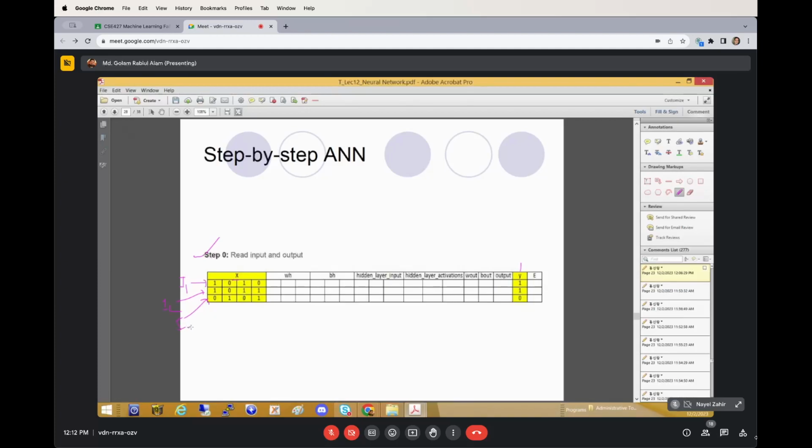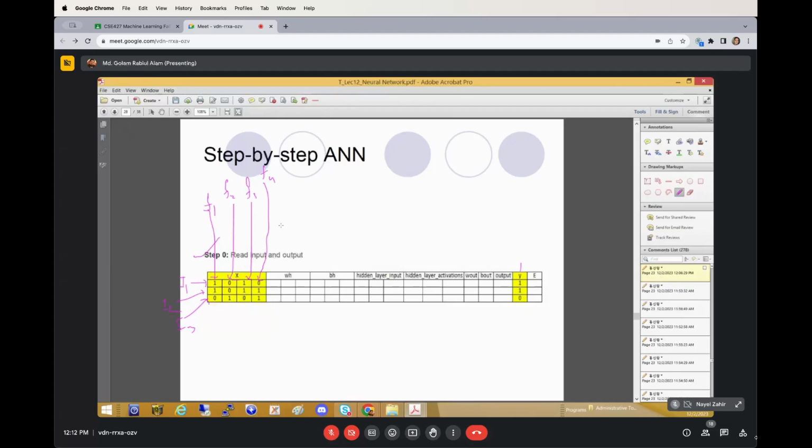How many features are here? Four. Yes, we have four features: feature 1, feature 2, feature 3, and feature 4. So four features in this case.